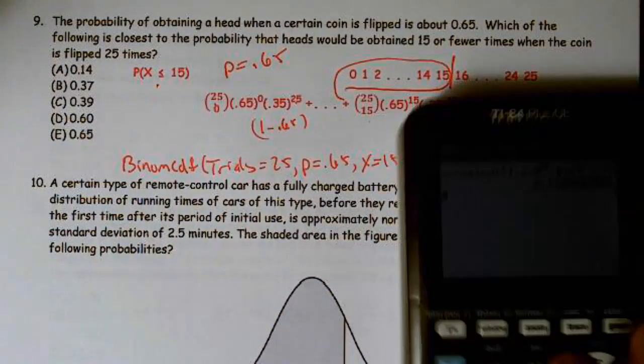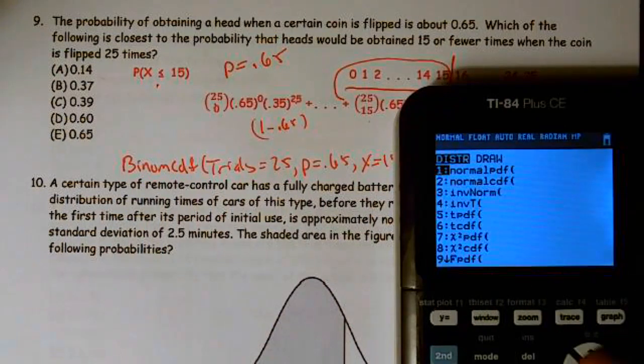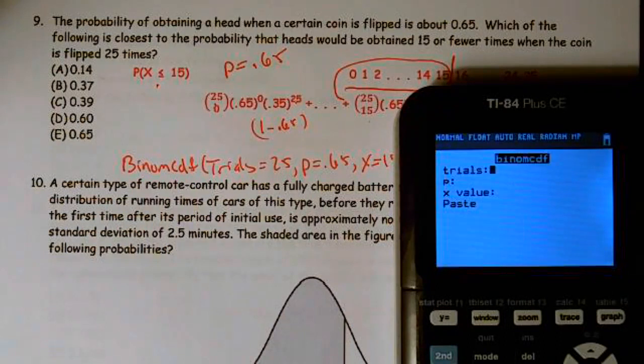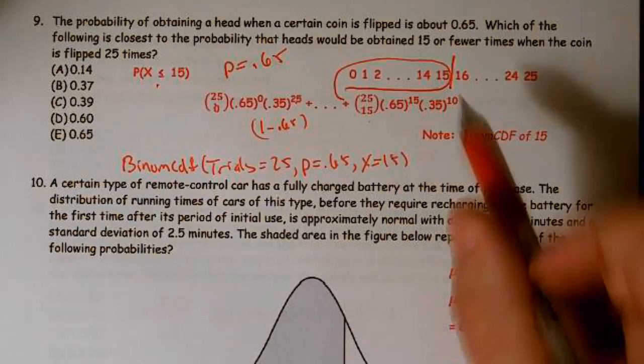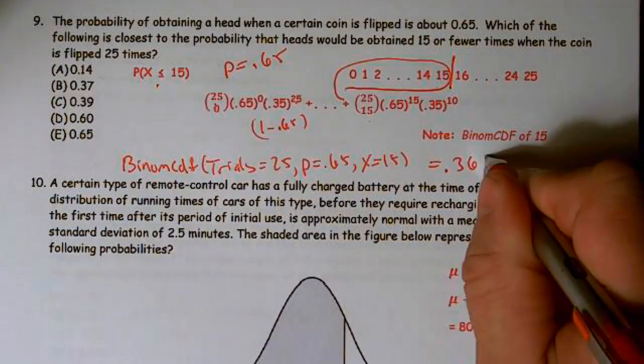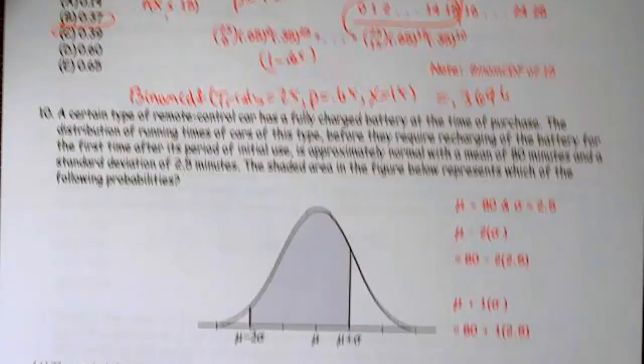So when I go to the calculator with this, second vars, binomial CDF, trials 25, probability of success 0.65, x value 15, and we end up getting 0.3696. And our closest answer to that is B, or 0.37. Okay.